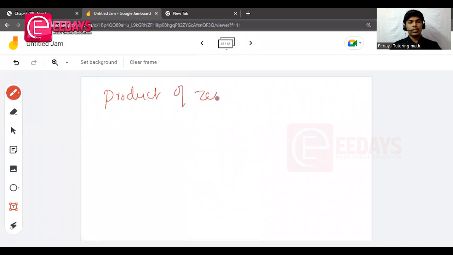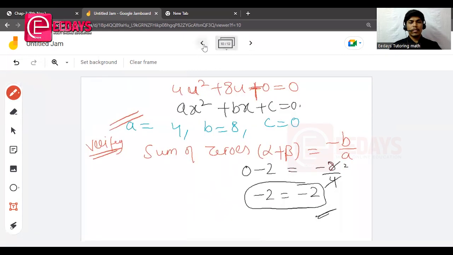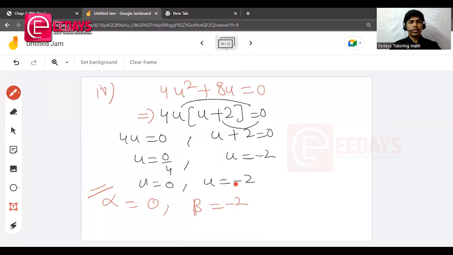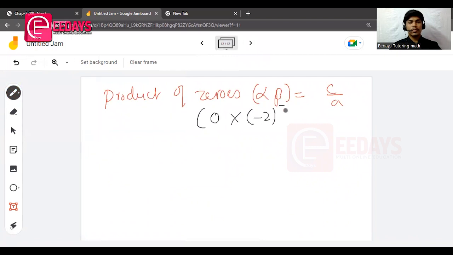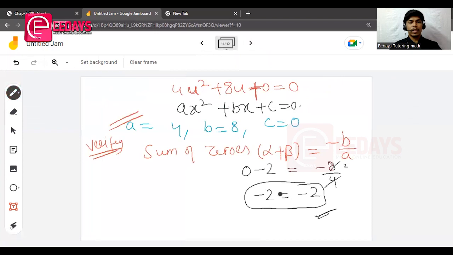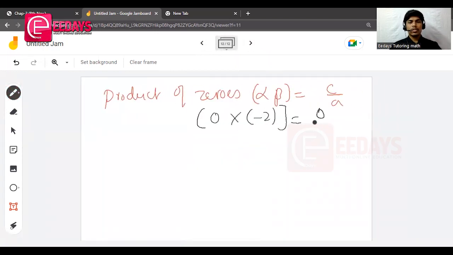Now product of zeros, that is alpha into beta is equal to c by a. Let's substitute the alpha and beta values. What are the alpha beta values? 0 comma minus 2. So 0 into minus 2. C by a is nothing but c here is 0 and a here is 4. So 0 by 4. 0 into minus 2, again 0. 0 by anything is equal to 0. So we have to verify like this.